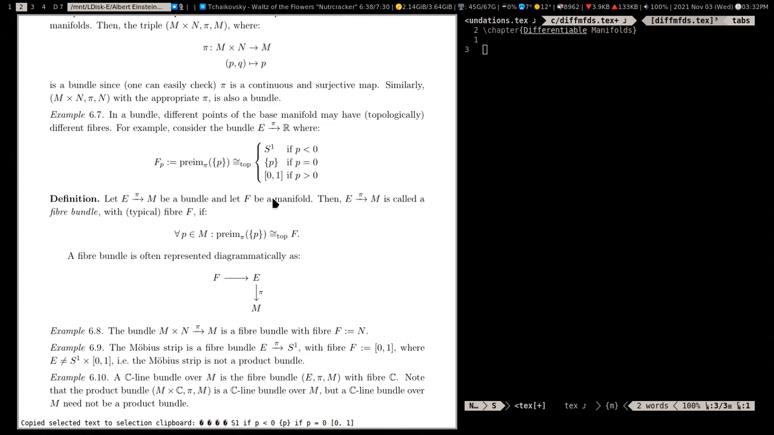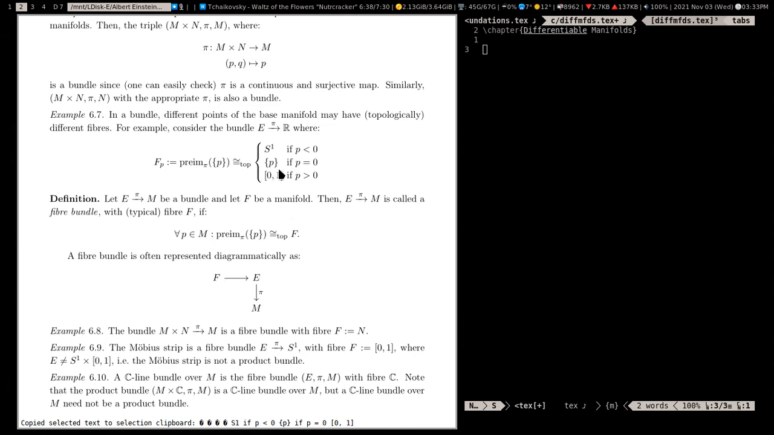Now what is a fiber bundle? Okay, so we saw a bundle, but if we change the construction a bit, we can get a fiber bundle. For a fiber bundle, you already have a bundle, and you take another manifold F, and you say the bundle we took is a fiber bundle with this specific fiber F if for every point in the base space the pre-image of that point is homeomorphic to the fiber, right?